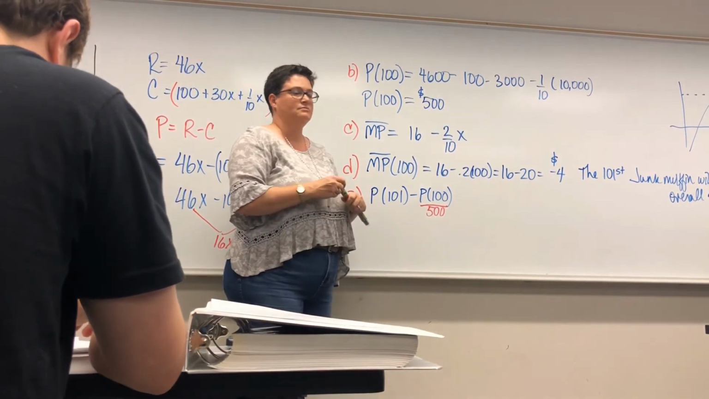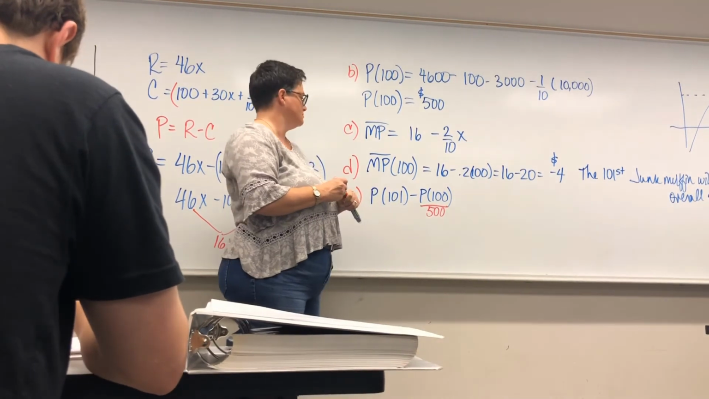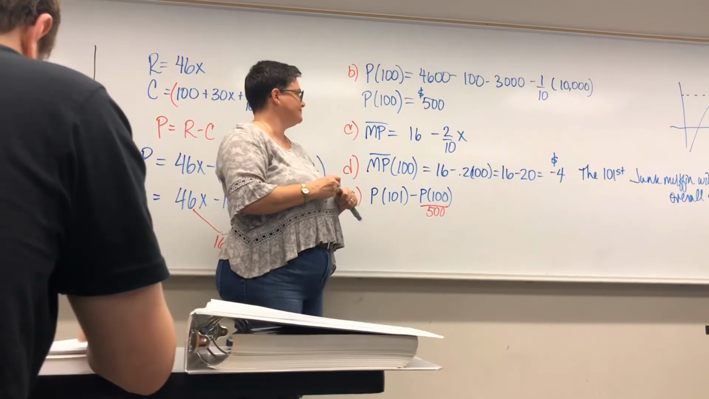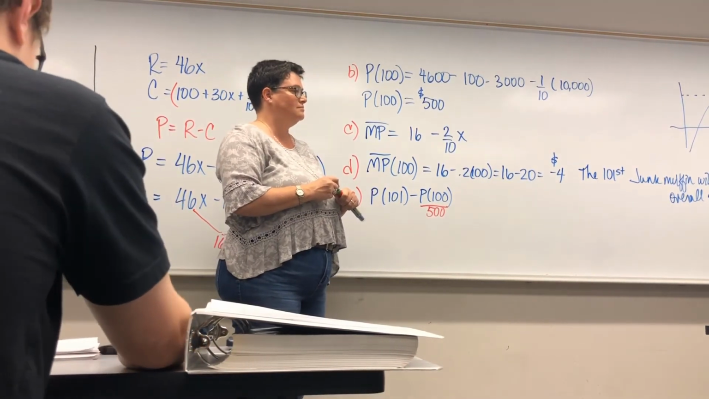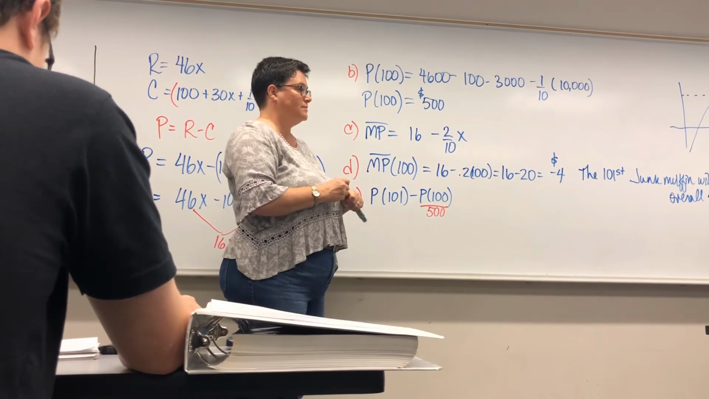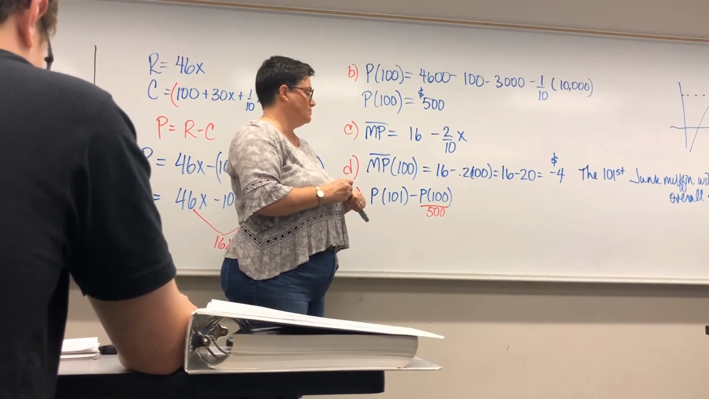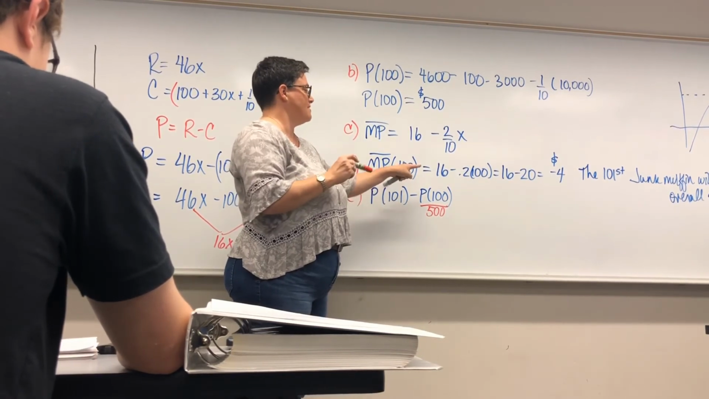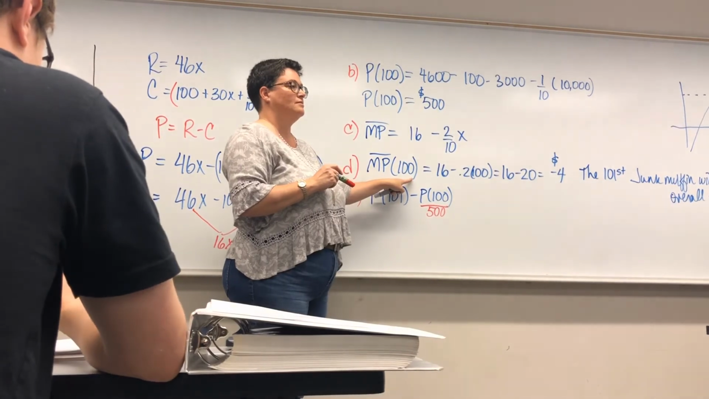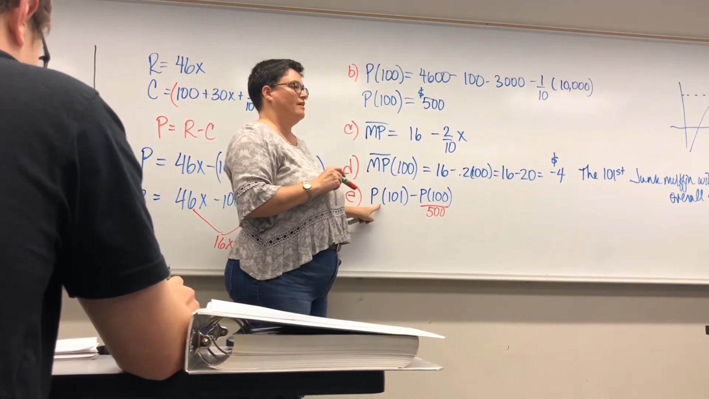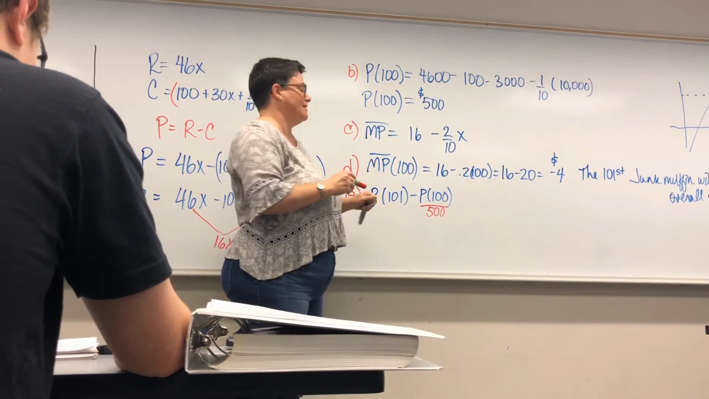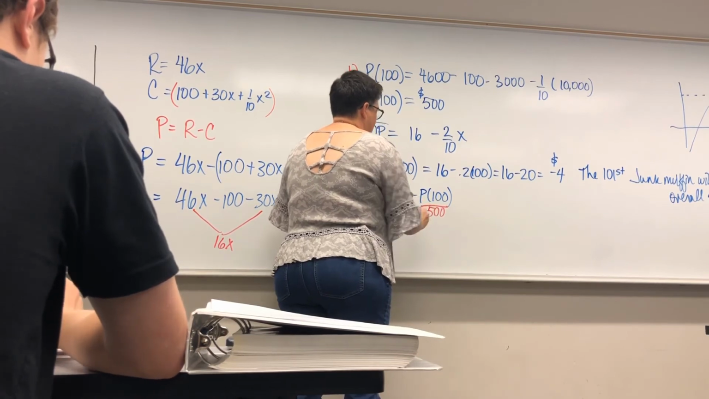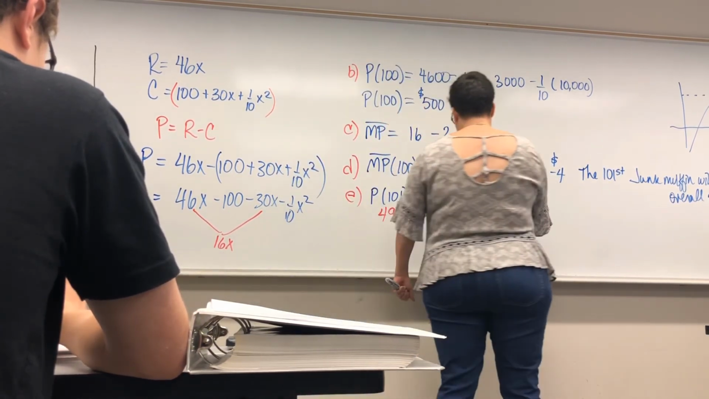Does anybody have it yet? Is it negative 4.2? Negative 4.2. Oh, for 101. Yeah. You might have gotten the slope. Did you plug it into marginal profit? Yeah. Just 100. Oh, sorry, 495.9. So when I subtract 500 from that, what do I get? I get negative 4.1.